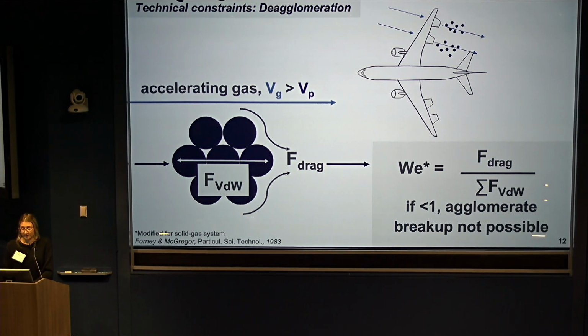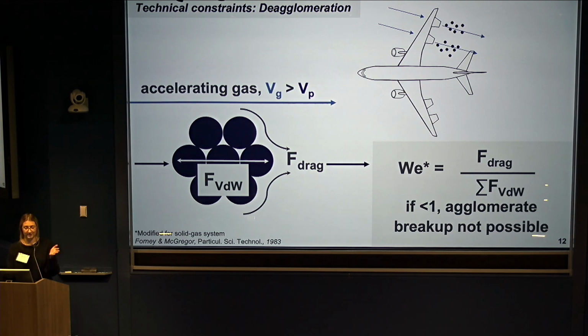So we do this using a two-phase fluid model, and we then use a dimensionless number called a Weber number to compare the drag force exerted on the particle with the cohesive intermolecular forces holding it together. And if this Weber number is less than 1 at any point in the nozzle, we can say that agglomerate breakup is not possible at that point. We can't necessarily make any statements about whether agglomerate breakup will happen, but below this point, it's definitely not possible.